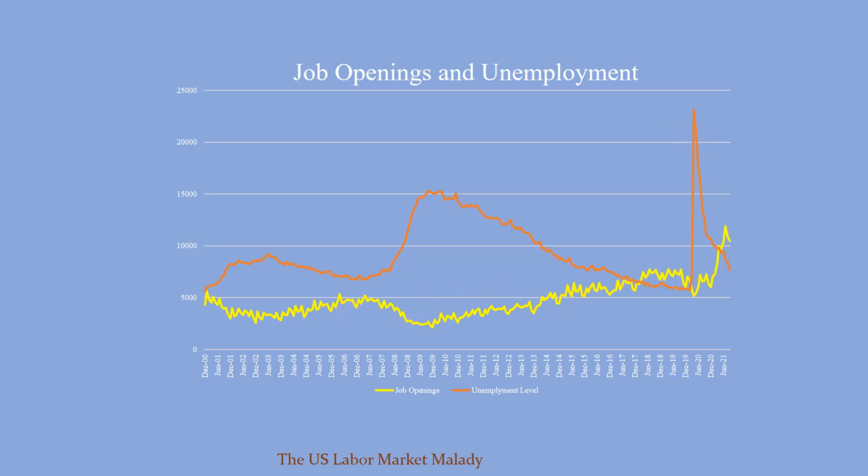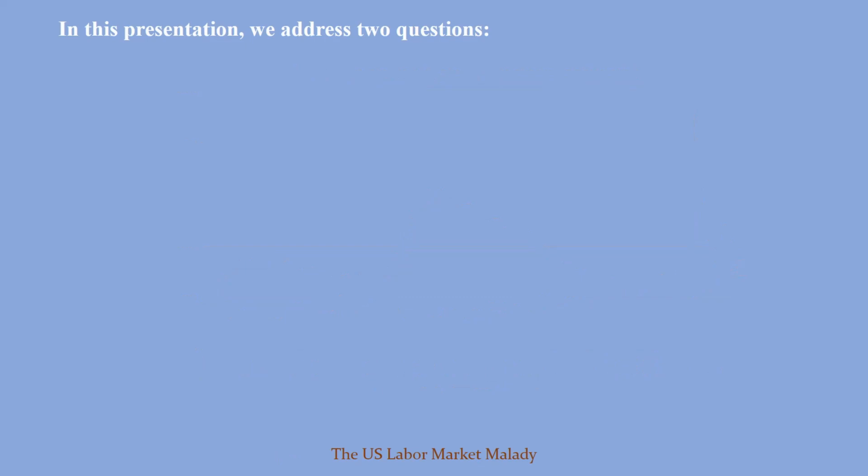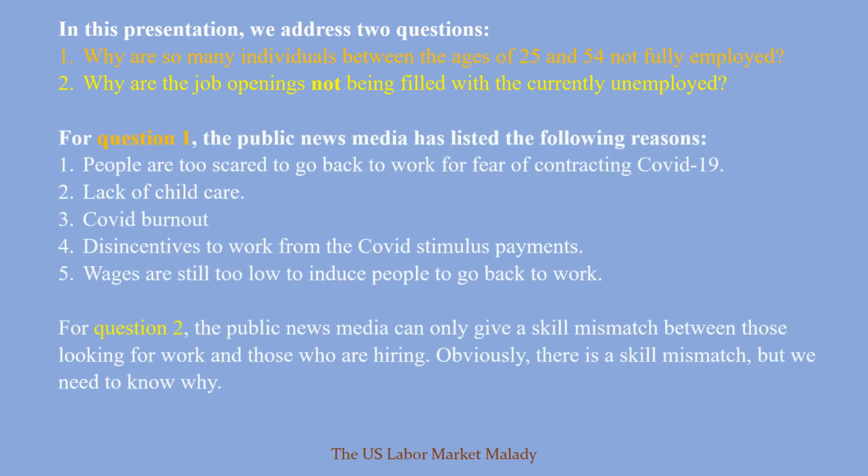Today, we find that the number of job openings exceeds the number of unemployed. This is another major malady of our labor market. So, in this presentation, we address two major maladies of the labor market. The first malady is, why are so many individuals between the ages of 25 and 54 not fully employed? And two, why are the job openings not being filled with the currently unemployed? For question one, the public news media at best has used summary statistics and has used the following conclusions.